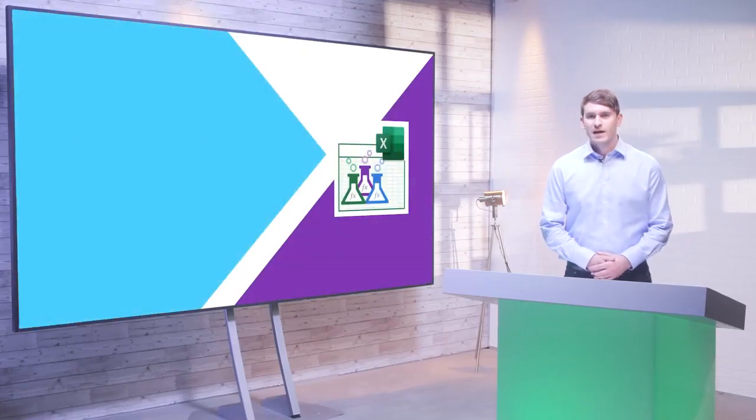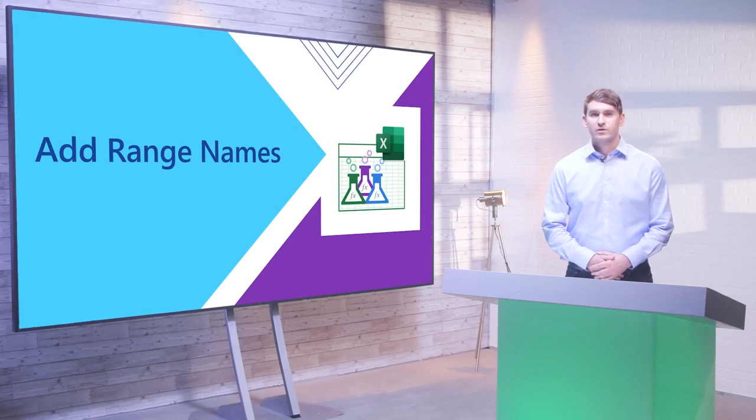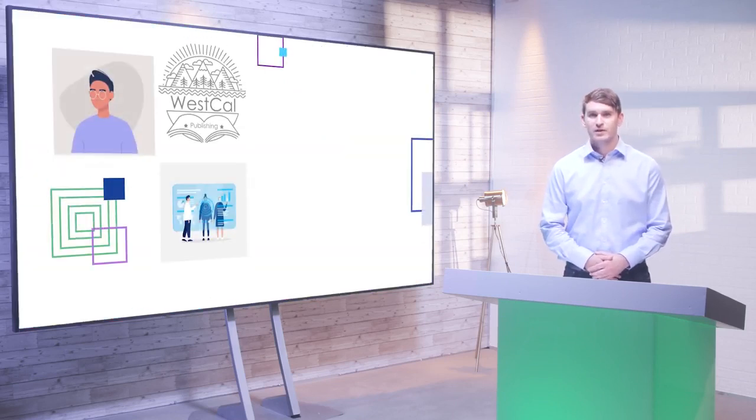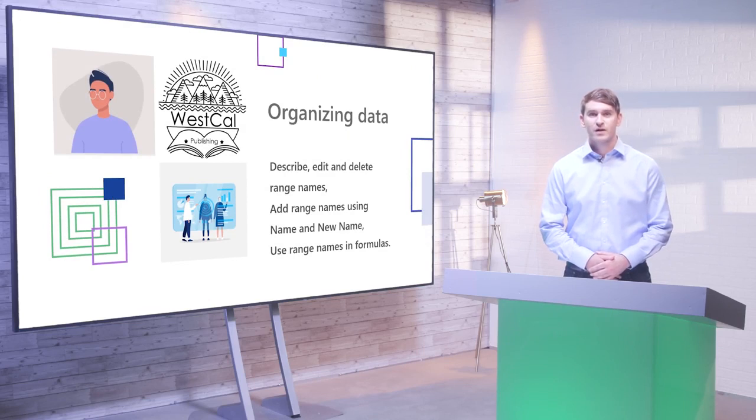A key benefit to adding range names to your workbook is to ensure the formulas and calculations are easier to read and understand, especially if you are sending a workbook to a client or colleague. Thomas from Westcal Publishing needs to be able to work with large amounts of data, formulas and functions within a single document. While cell references can be used to identify where formulas are getting information to calculate data, it is not always obvious, especially to others who may be encountering the document for the first time.